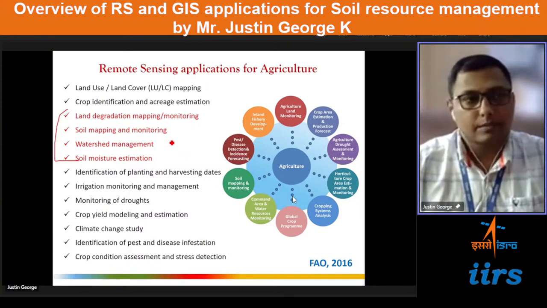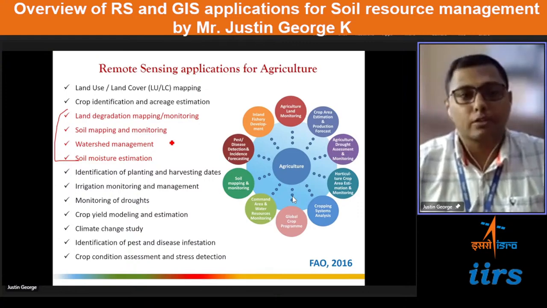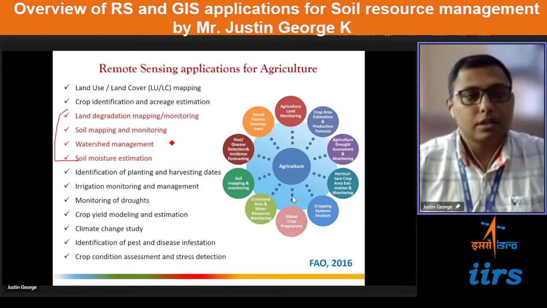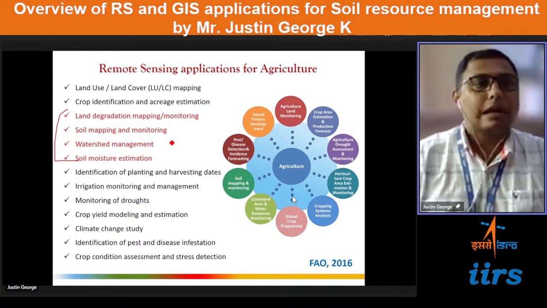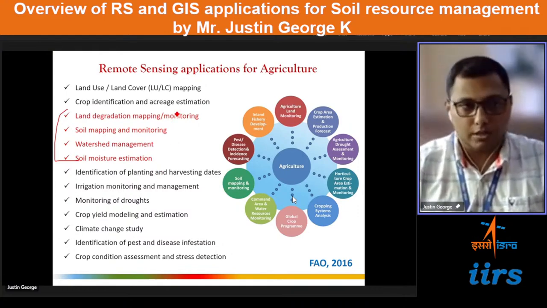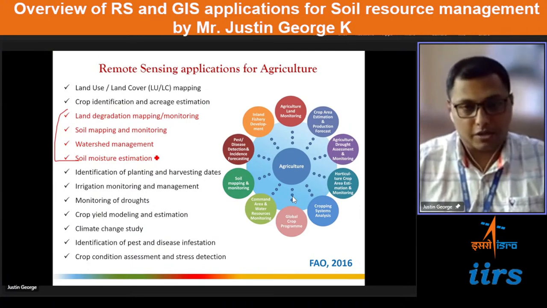Apart from this, I will be mainly focusing today's lecture on these four, which are highlighted in this red color, which is basically directly related to the performance or the estimation of various aspects of soil, as well as their impact on agriculture. So the first and foremost application of remote sensing with respect to soil is land degradation mapping as well as monitoring. Then comes the soil mapping and monitoring. Then comes the watershed management as well as the soil moisture estimation.